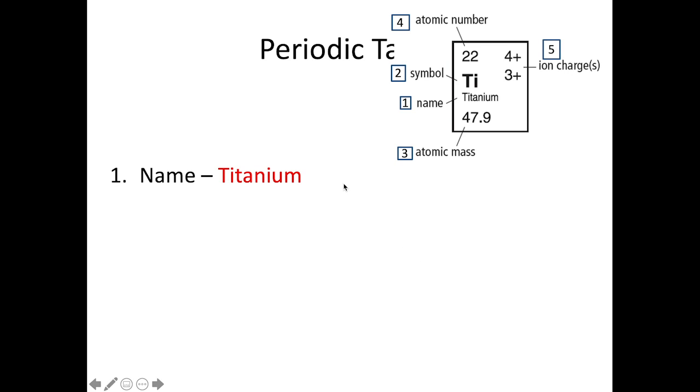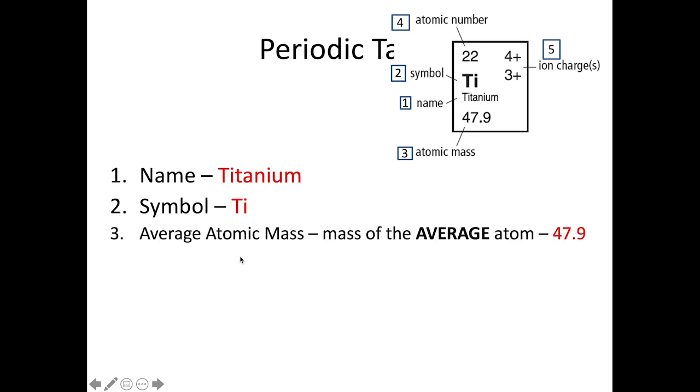So when we're looking at a section of the periodic table, in the middle here, we've got a symbol. That symbol represents the element's name. So Ti stands for titanium. The name is titanium, the symbol is Ti, so that's right there. And then we've got the average atomic mass. That's how heavy the atom is, which is down here. So atomic mass is going to be down here.